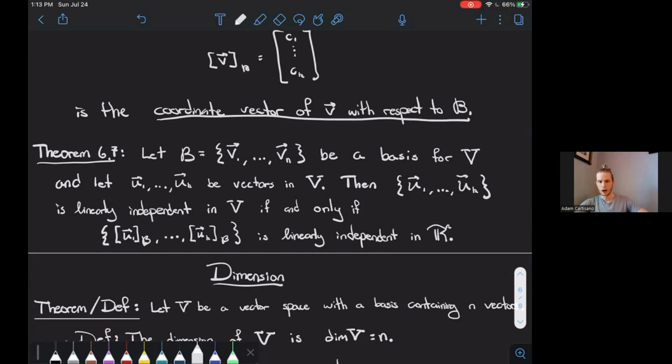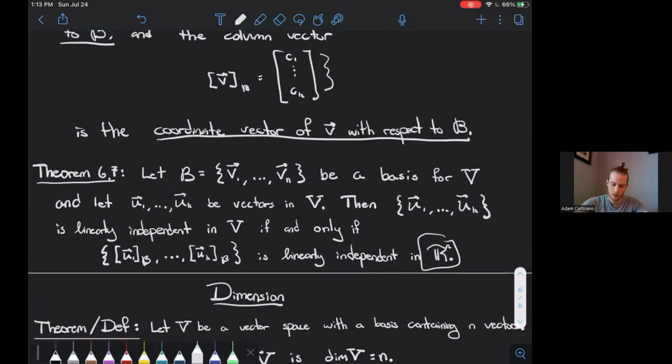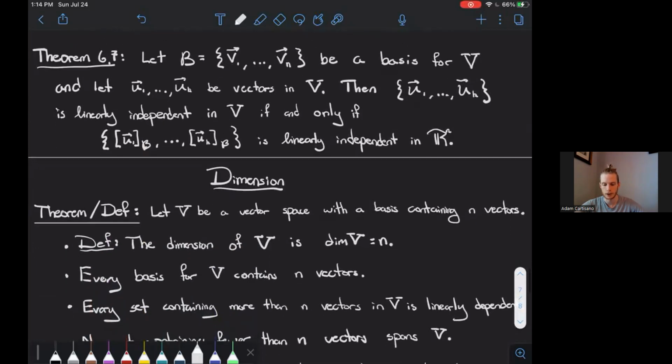In other words, you take each of your vectors and find its coordinate vector. That is a vector in Rn. Notice it's just a column of n scalars, real numbers. By definition, that's a vector in Rn. This theorem is saying that one check for linear independence in an arbitrary vector space is to check whether that collection of column vectors is a linearly independent set in Rn. So it's just another tool to add to our tool belt.